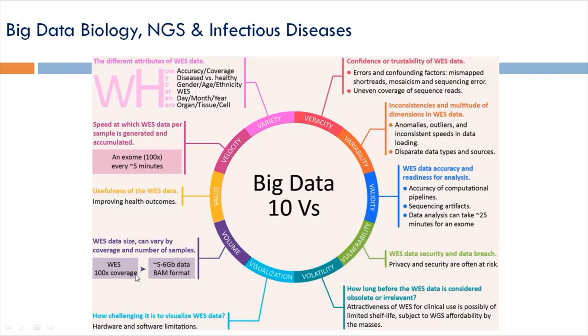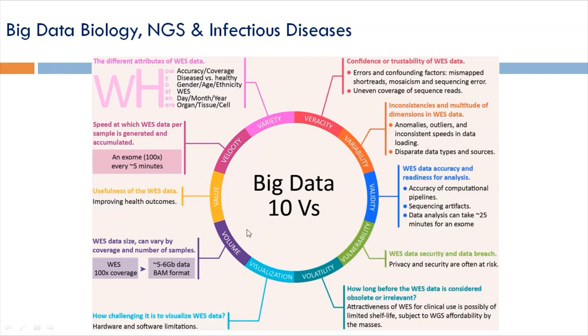Every single WES experiment at 100x coverage produces at least 6 GB of data in BAM form, in binary format. Of course, there is value, but what I would like to see is there is volume, there is velocity, how much amount of data you get. So every 5 minutes, a regular genomics laboratory can turn out one sample. So every 5 minutes, you are going to get 5 to 6 GB of data. So that is the velocity here.